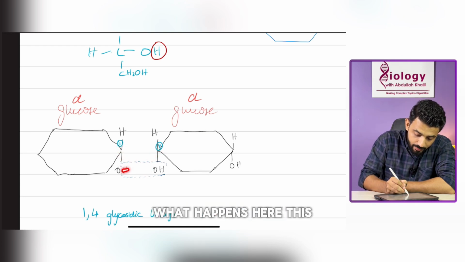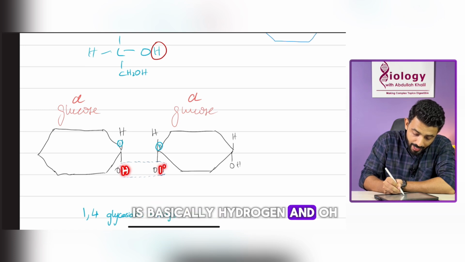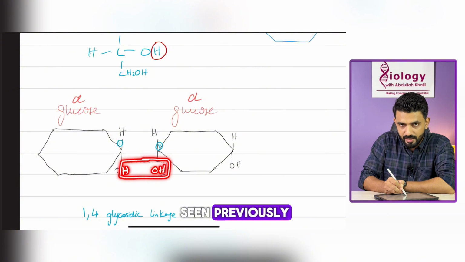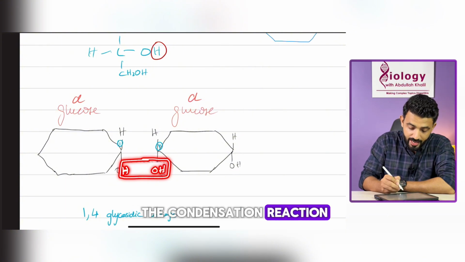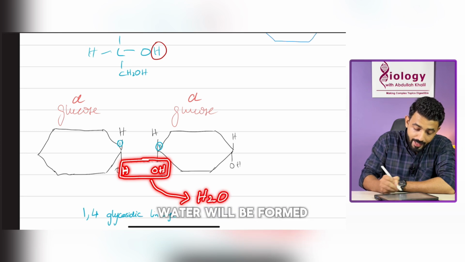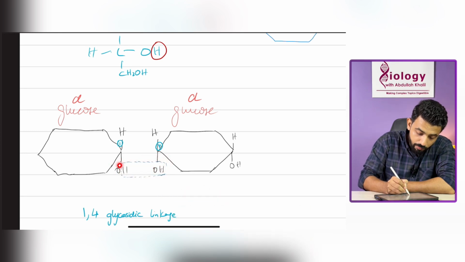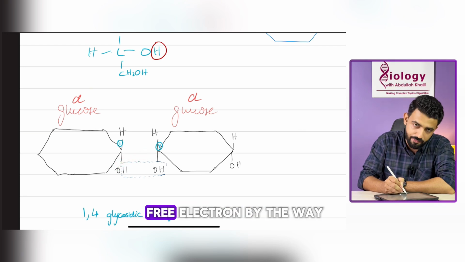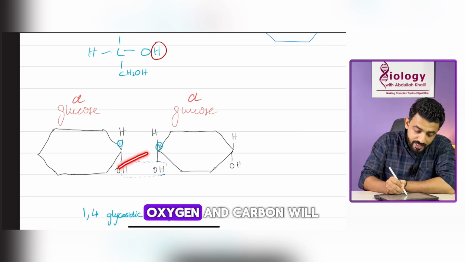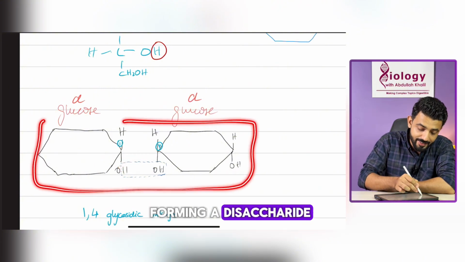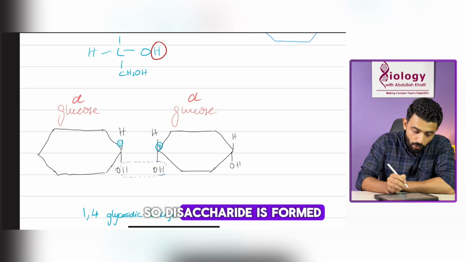What happens here? This is basically hydrogen and OH. They will make a bond just like we have seen previously when we were understanding the condensation reaction. The condensation reaction is happening here. Water will be formed. And this oxygen, which now has a free electron, will make a bond with this carbon, which also has a free electron, by the way. So oxygen and carbon will make a bond, forming a disaccharide. So disaccharide is formed in this condition.